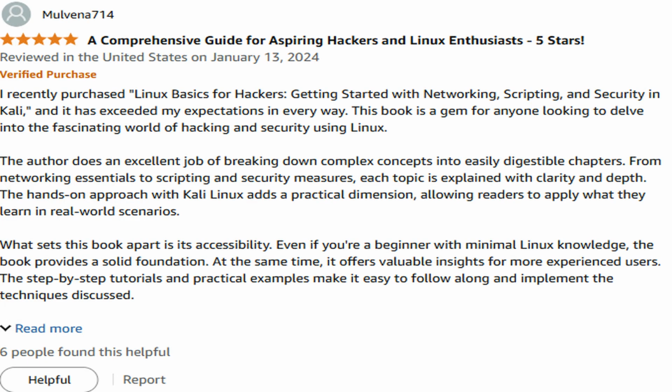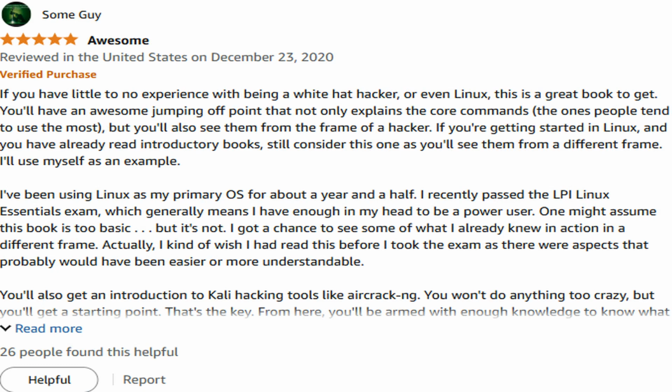One of the most frequently praised aspects of Linux Basics for Hackers is its ability to demystify complex concepts. Numerous users have commented on the author's knack for explaining technical topics in a clear, concise, and engaging manner. This approach is particularly beneficial for individuals who may feel intimidated by the often dense jargon associated with Linux and hacking. The book's structure is designed to build a solid foundation, starting with fundamental Linux commands and gradually progressing to more advanced topics such as networking, scripting, and security principles.